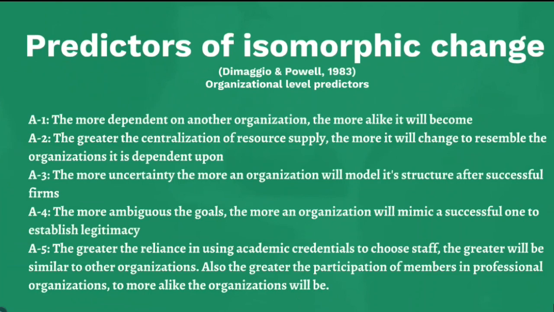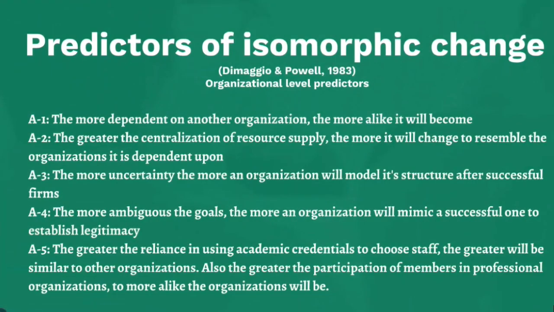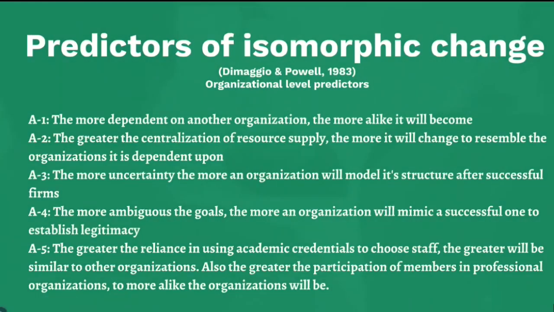Now we move on to the predictors of isomorphic change. There is a difference in the extent to which organisations in a field change to become more like the others operating in that same field. Some organisations might respond to external pressures quickly, while others change only after a very long period of resistance. Points A1 and A2 are based on coercive isomorphism and constraint, whereas points A3 and A4 are mimetic thought processes. A5 is based on normative processes found in professional organisations.